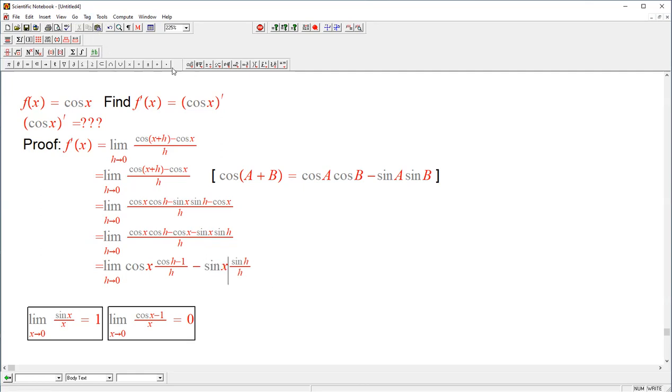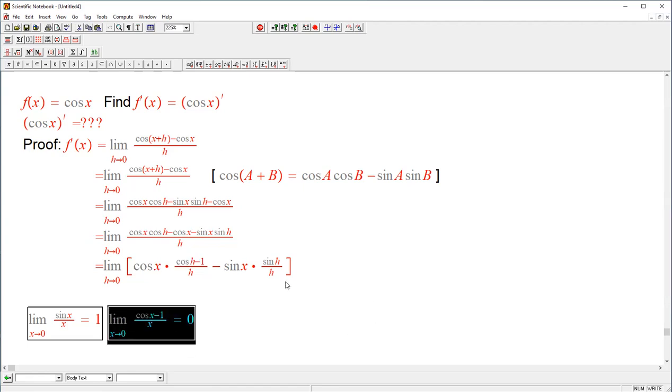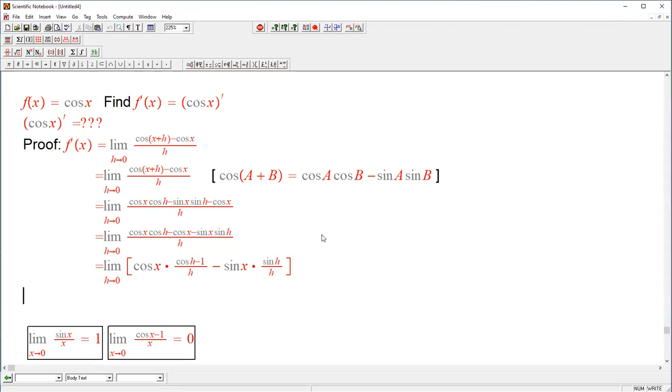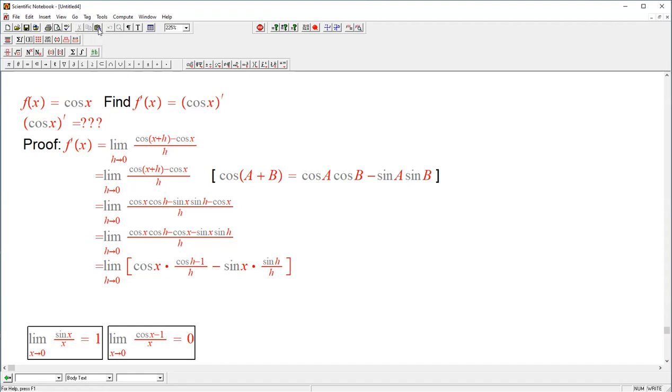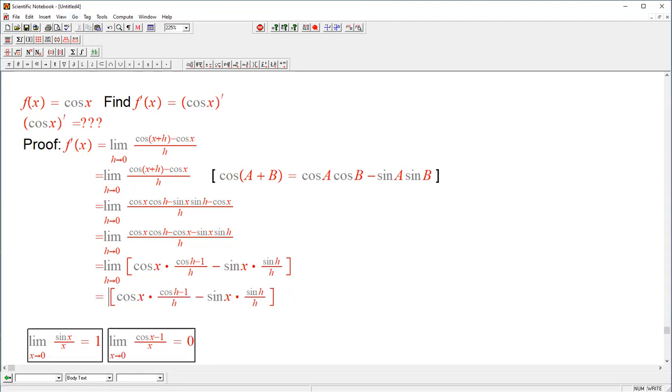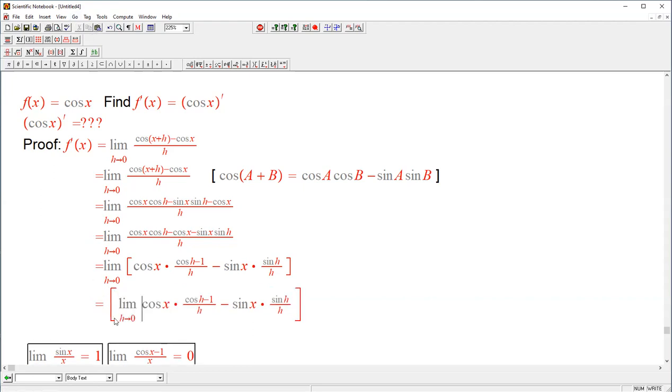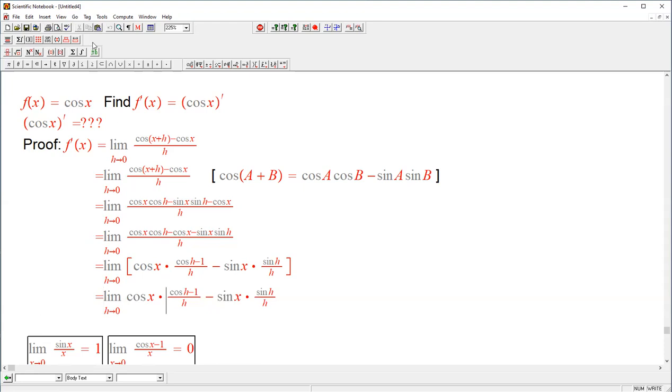All of this is just simple algebraic manipulation. We have four individual limits to see, and each individual limit exists. This limit has nothing to do with h, so we can apply the limits individually. We can remove the bracket and apply the limit laws individually.